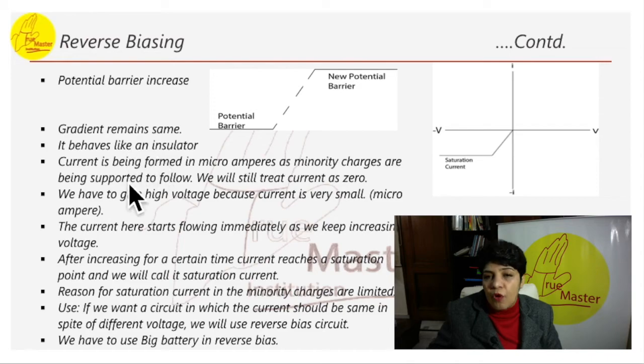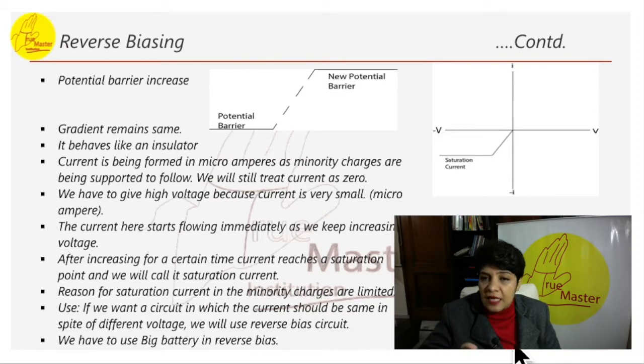Current is being formed in microamperes, a very small current, as minority charges are supported. We will still treat the current as zero only. We have to give high voltage because the current is very small, microampere. Why did I say we have to use big batteries? Because the current being formed is very small, and for that we need big batteries.